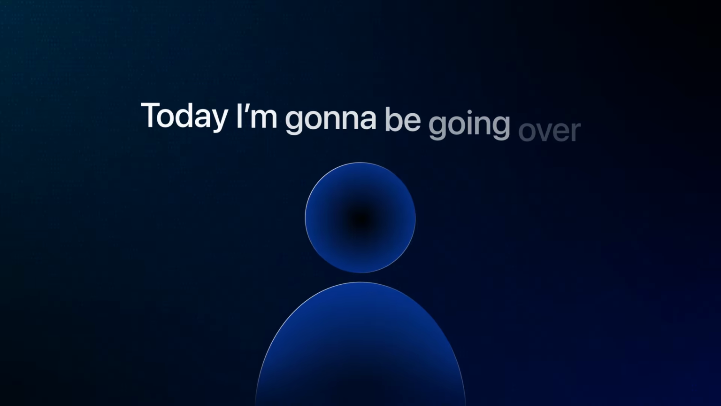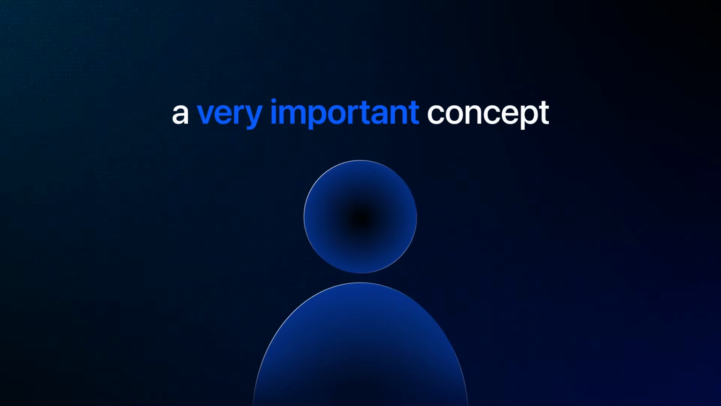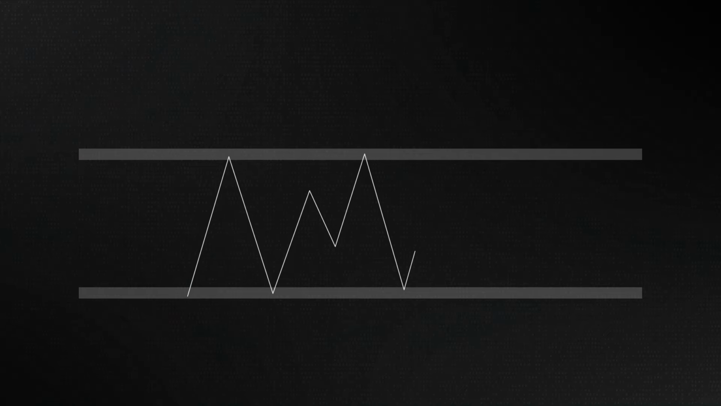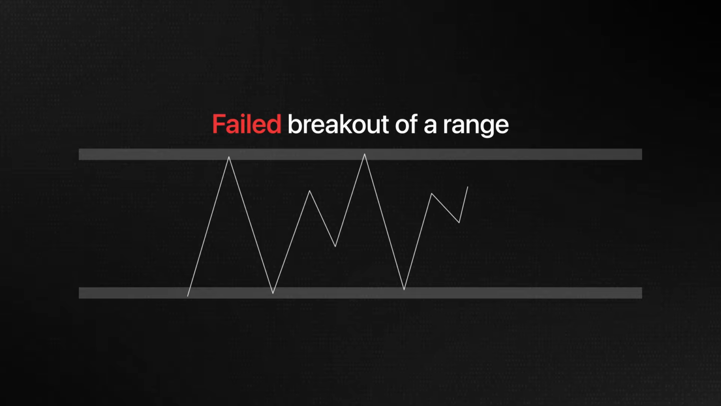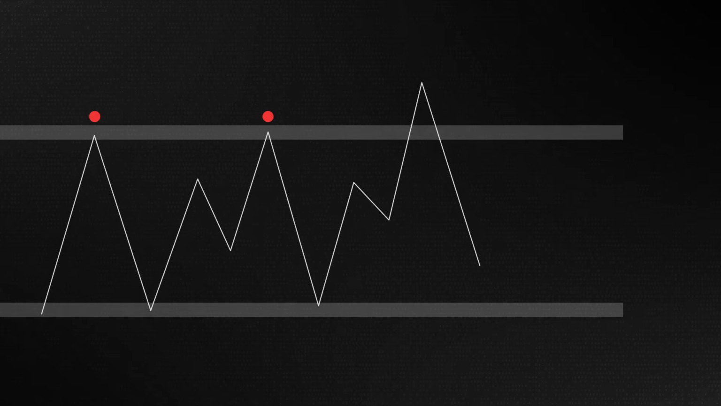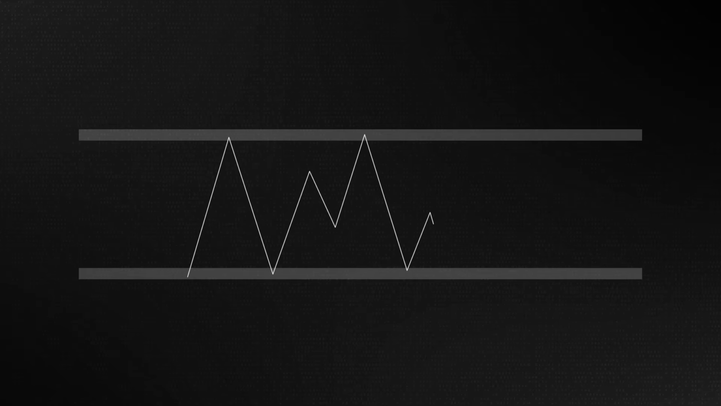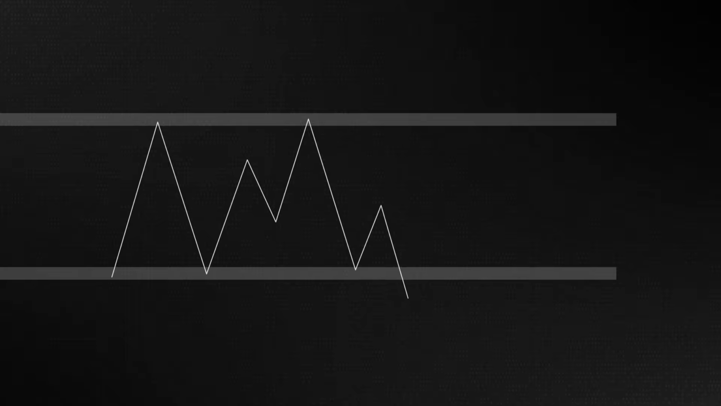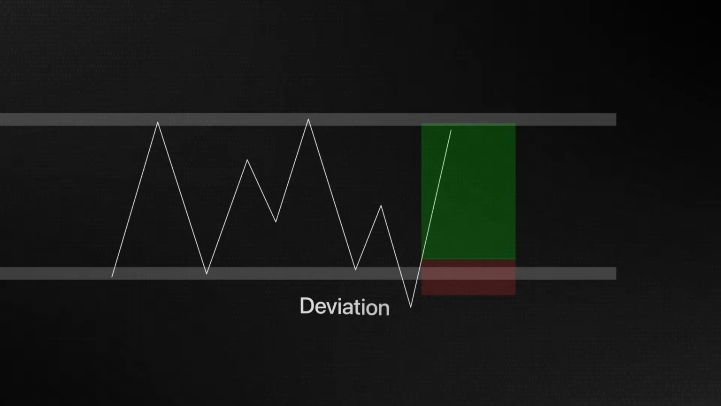Alright, guys, today I'm going to be going over a very important concept called deviations, otherwise referred to as swing failure patterns. A deviation in simple form is just a failed breakout of a range. So when price looks like it's going to be breaking out of a previous swing high and then it fails that level, right? Obviously the opposite will be true for a long position, right? A fake breakout to the downside, bulls are able to step in, keep price back in this range, and we would refer to this move right here as a deviation or a swing failure pattern.